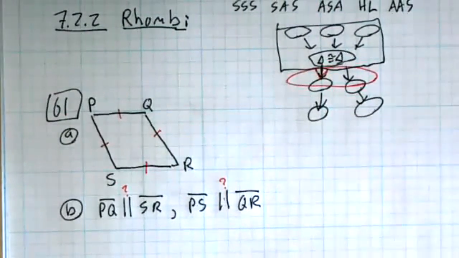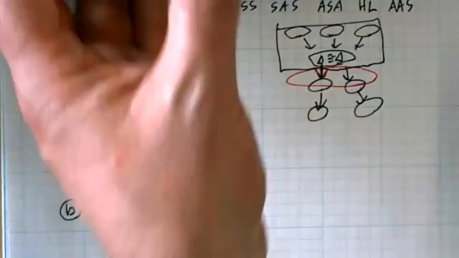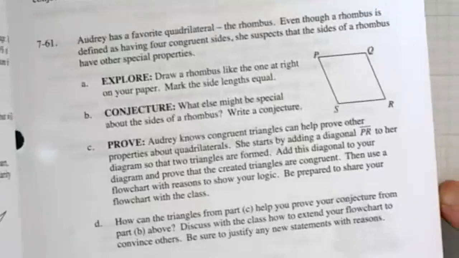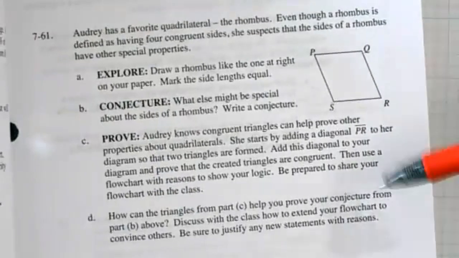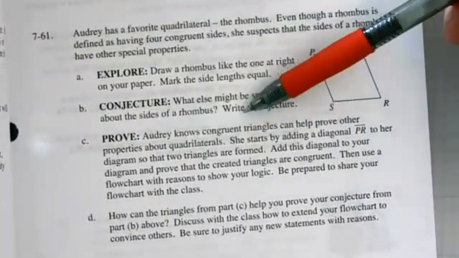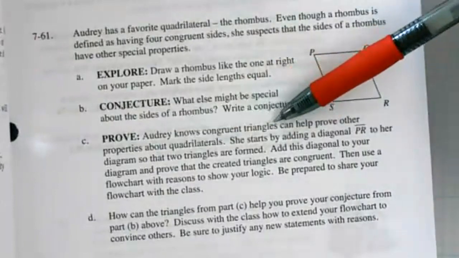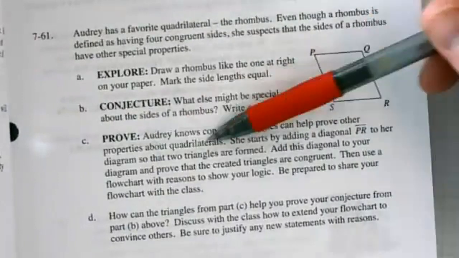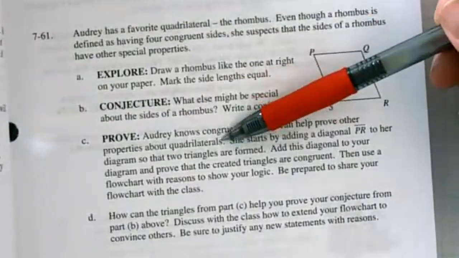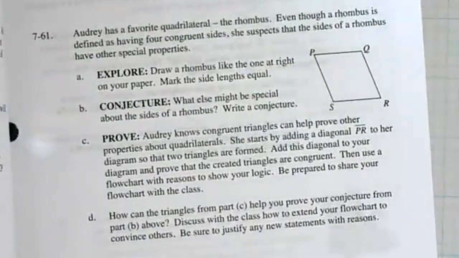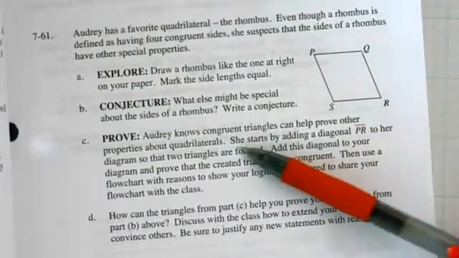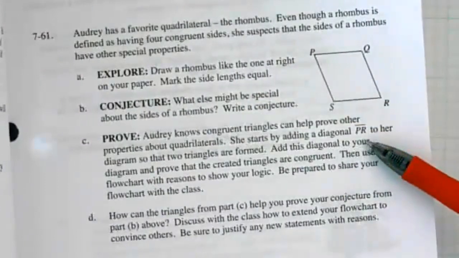All right, so let's look at part C. I'm going to pull my book here so you can see it on the screen, or you can look at it in front of you. This is kind of the key here. So Audrey knows congruent triangles. Remember, that was all chapter 6. Audrey knows congruent triangles can help prove other properties about quadrilaterals. That's what we did on Tuesday, right? We took two triangles, stuck them together, and made a quadrilateral and used that to prove some stuff. So Audrey's remembering that. And so she starts by creating triangles. She's going to add a diagonal PR to her diagram.